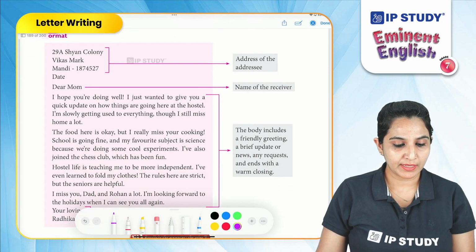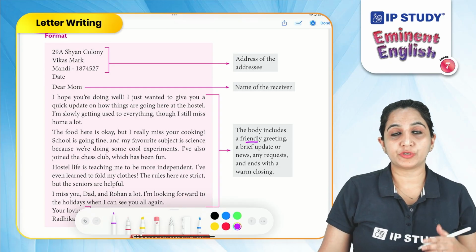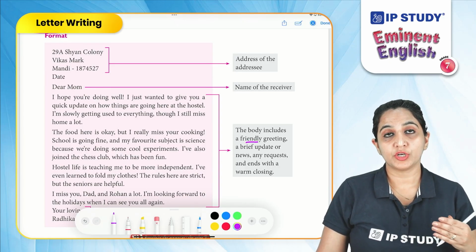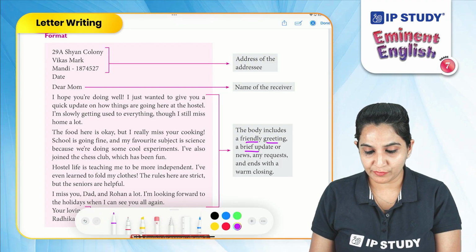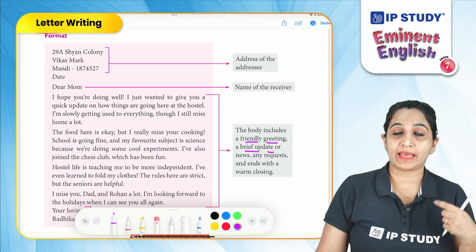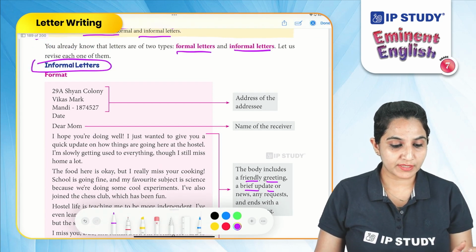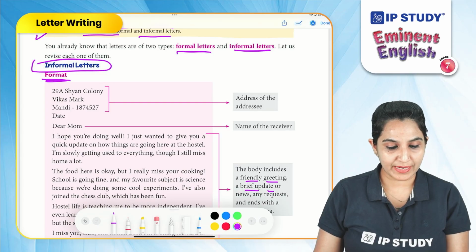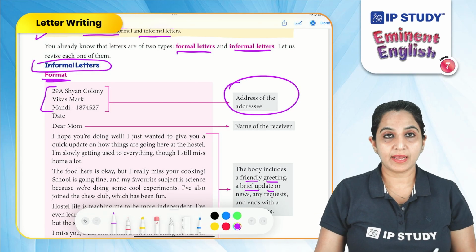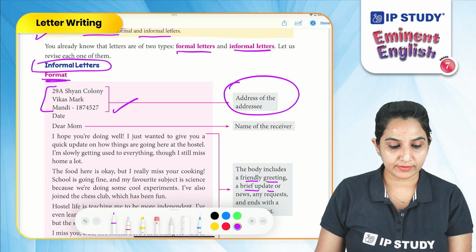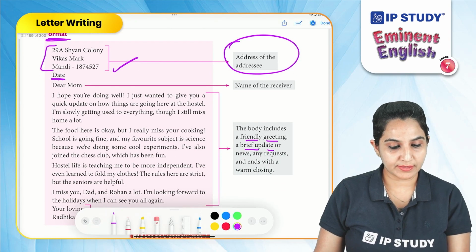For example, you're writing a letter to your friend or you're writing a letter to your mom, or to your relative. So it always has a friendly greeting and a brief update, or it might have an invitation to a personal event. So what is the format of the letter? At first you write the address of the addressee. That means you write the address where you are sending the letter. Then you write the date and then you write the salutation.